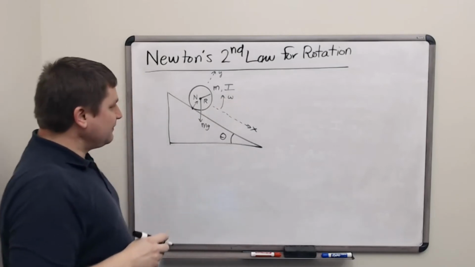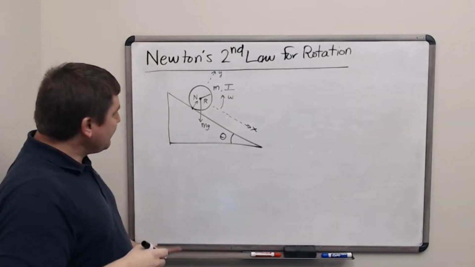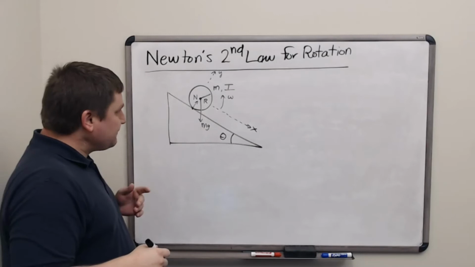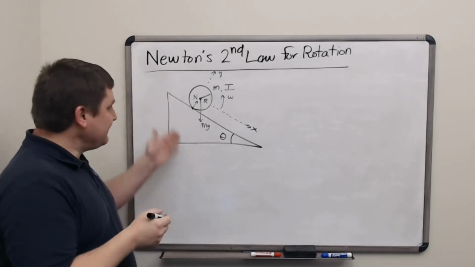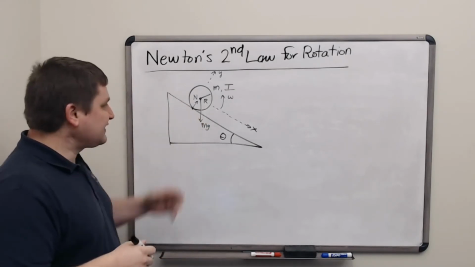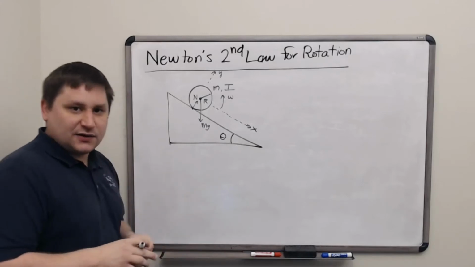In this coordinate system, our angular velocity would be counterclockwise. Now, rolling down the hill is going to mean this thing rolls clockwise, so we'll expect our values for omega to be negative.